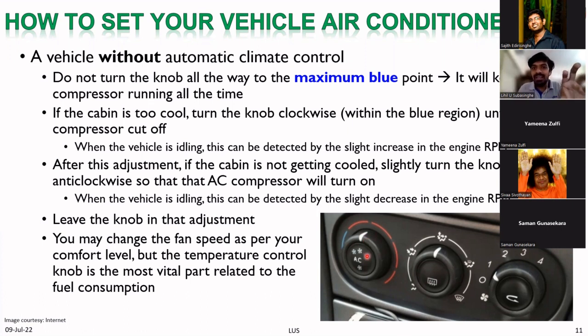Now you rotate it clockwise, little by little, and at one point you will realize that the compressor is automatically switched off. That means the controller is exactly set at that particular temperature. If the inside temperature is 26 degrees Celsius, and while rotating clockwise the compressor turns off, that is the point we need to find. If you feel the temperature inside is comfortable, not too cool, not too hot, then turn it clockwise until the compressor turns off. That is a very sweet spot where you can keep the temperature controller.